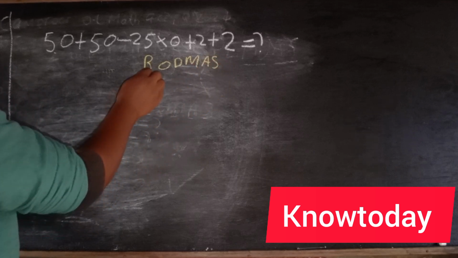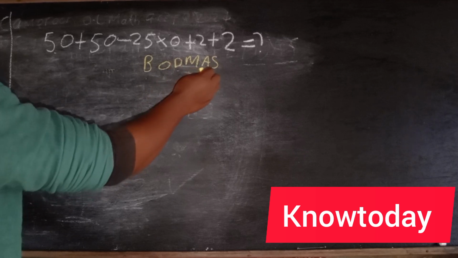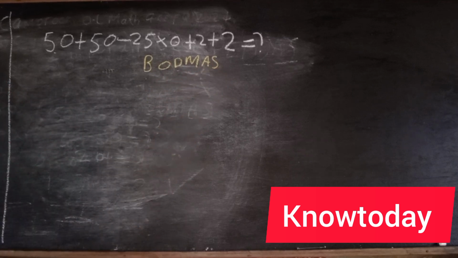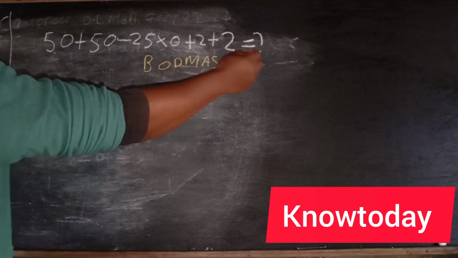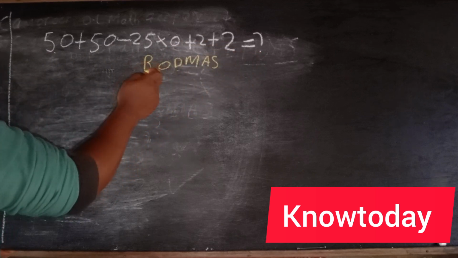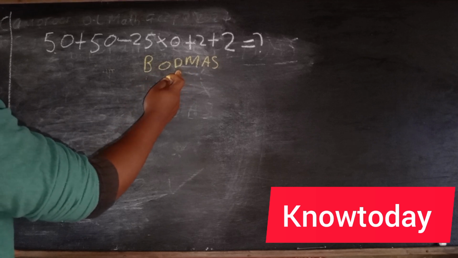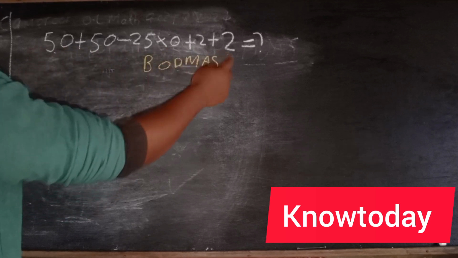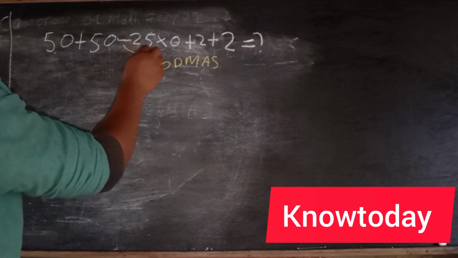So BODMAS stands for bracket, order of operation, division, multiplication, addition and subtraction. Now, if we want to follow the BODMAS rule, we are going to first of all solve what is in a bracket. If there is nothing in the bracket, as the quiz does not have anything, we are going to follow this order. So in this order, we need to do division. We check, there's no division, we do multiplication. If we check here, this is multiplication.